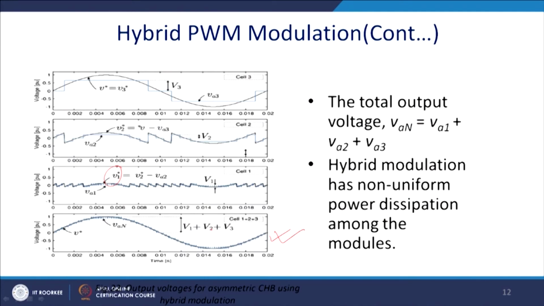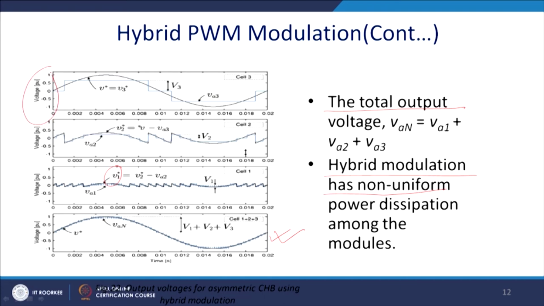Thus, what we can conclude here is that the total output voltage VAN equals VA plus VA2 plus VA3, and hybrid modulation has non-uniform power dissipation among these devices, because you can see that this is on most of the time, and it may be IGBT, it may be GTO, and others are IGBT. So, losses also will be spread differently. This is also a challenge, but this voltage is less than this voltage. So, for this reason it works.